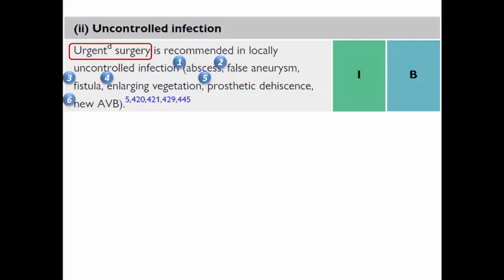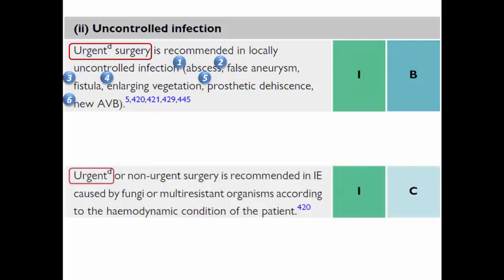So please follow up the ECG for those patients, because if he starts to develop AV block, in this case you should suspect local spread of infection, and you may schedule this patient for urgent surgery. And also, surgery is indicated as a class 1, being urgent or non-urgent according to the hemodynamic condition of the patient, in case of infection by fungi or multi-resistant organisms.